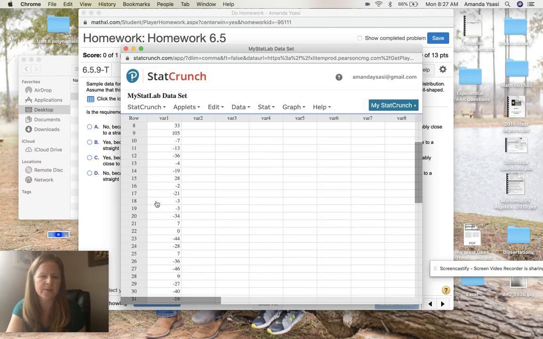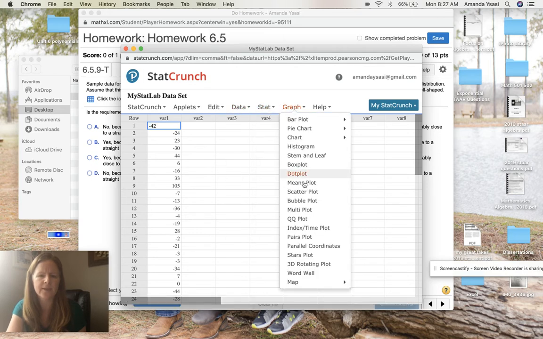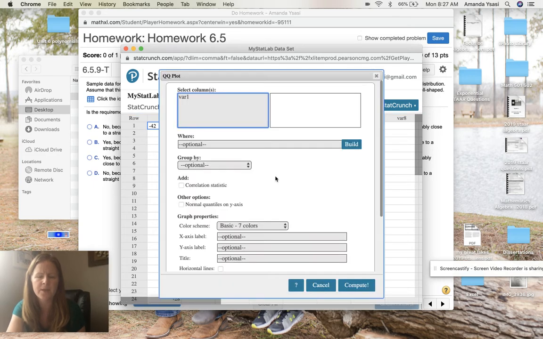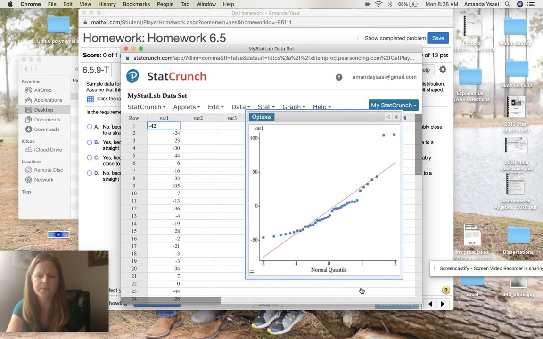Okay, so here is all of our information, all of our data. So we are going to graph this data using a QQ plot. See how I went to graph and QQ plot? And I want the variable 1. That's the one in that first column. And then I'm going to just compute. Okay, so look at it. Does it look like a straight line, or is it relatively straight?